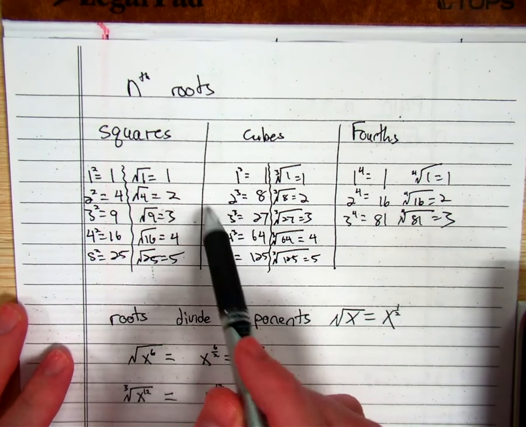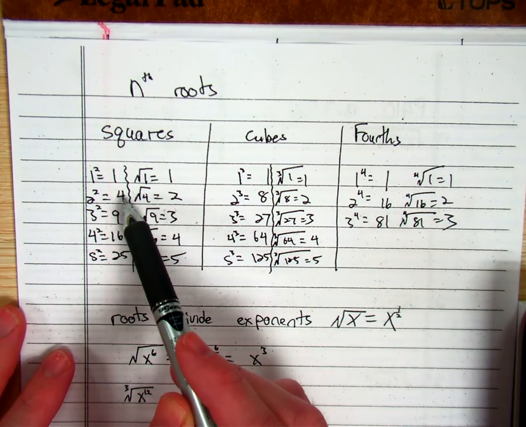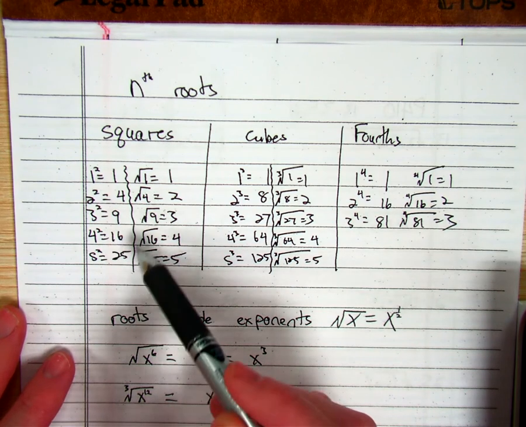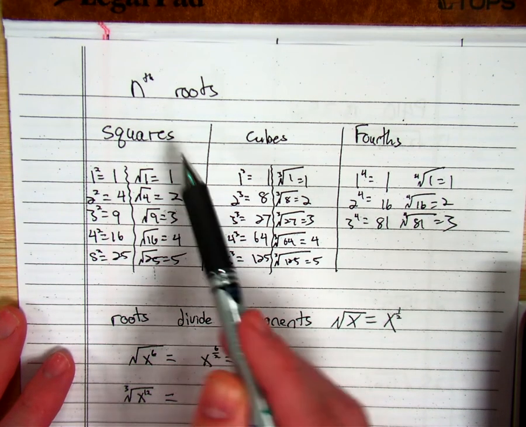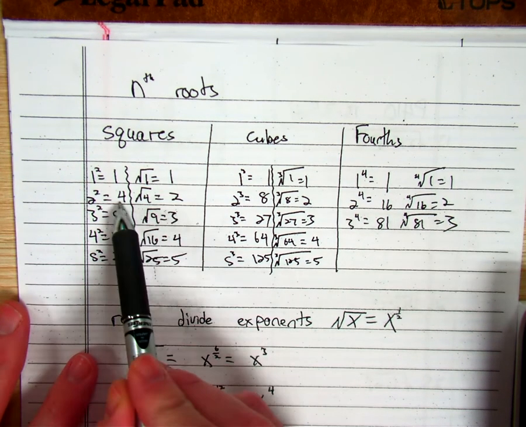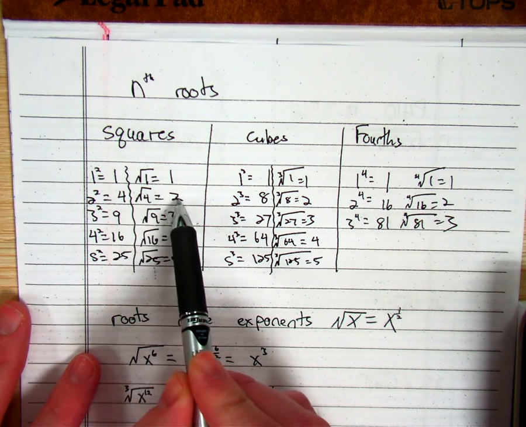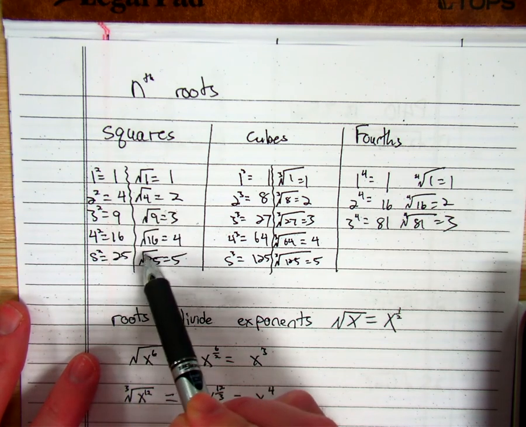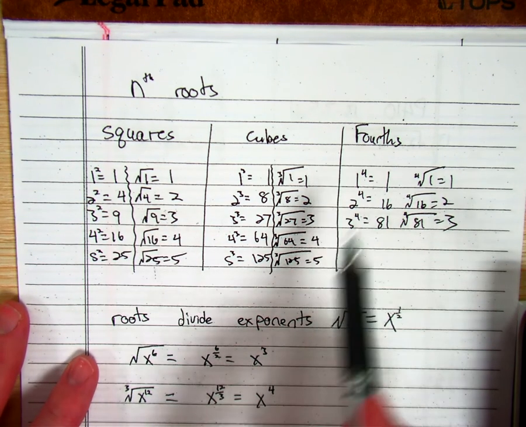Okay, so we've done a lot of work with squares. 2 squared is 4, 3 squared is 9, 4 squared is 16. We just got done working on inverse of squares, the square root function. So we should be pretty familiar with the square root of 4 takes me back down to 2. The square root of 9 takes me back down to 3. The square root of 16 takes me back down to 4.